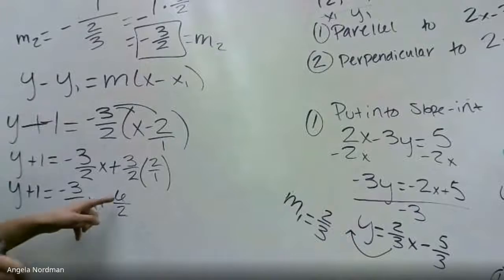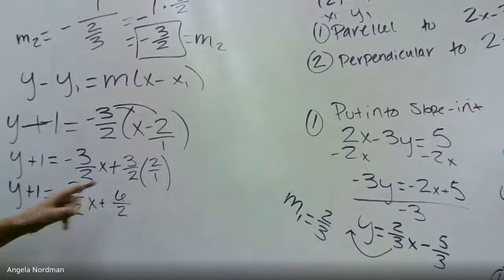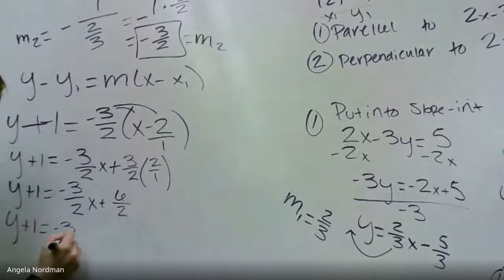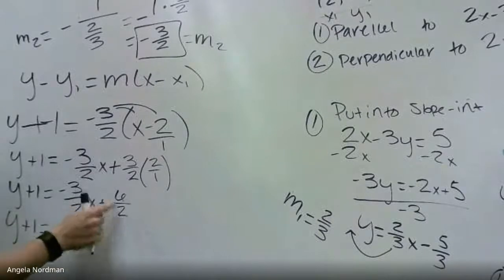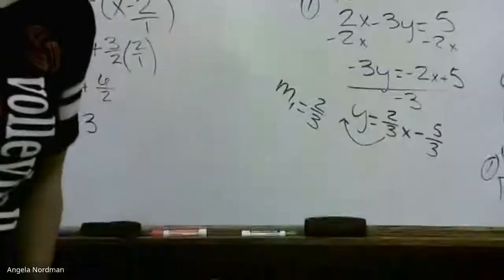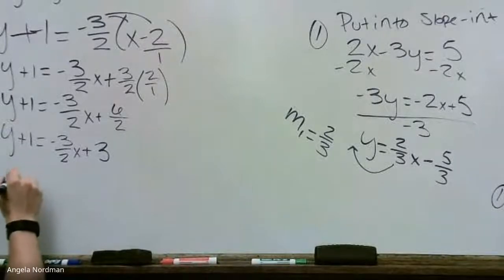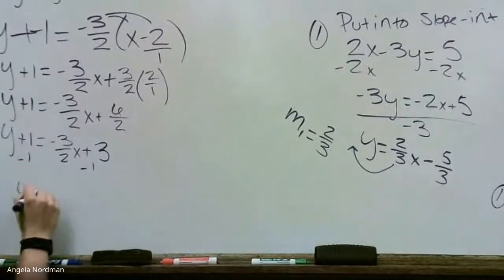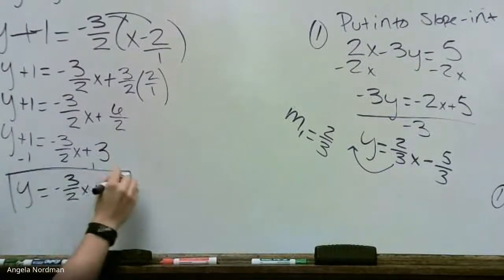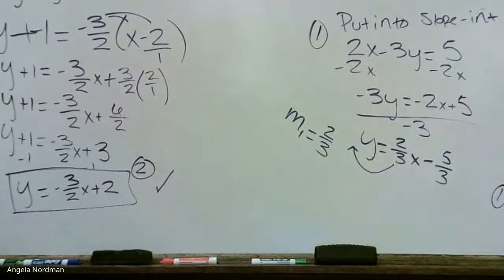Can we all agree that 6 over 2 can be simplified? The answer is yes, because 2 can go into 6 evenly. So y plus 1 equals negative 3/2 x plus 6 divided by 2 is 3. So my very, very, very last step here is going to be getting this y isolated. So subtract 1, y equals negative 3/2 x plus 2. So that is my answer for number 2.